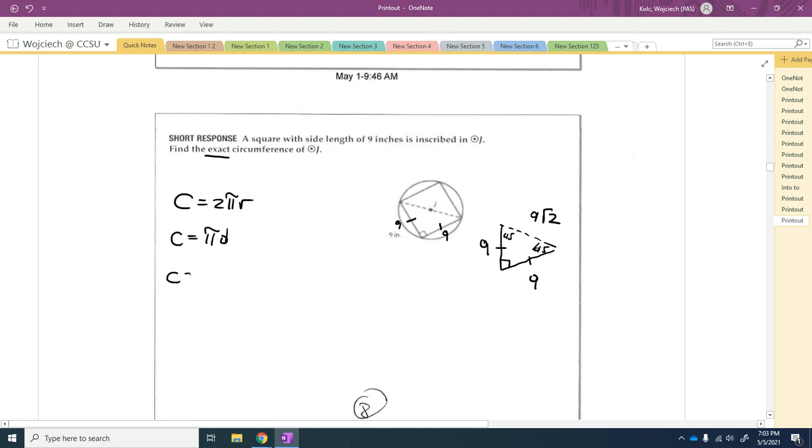So circumference would be pi times 2 radical 2. No, 9 radical 2. But we don't really write it this way, okay? Multiplication is commutative. Typically, you will write 9 pi and then radical 2, and the units are inches. So this is the exact circumference. Now, if you want the approximation, you can just put this in your calculator.